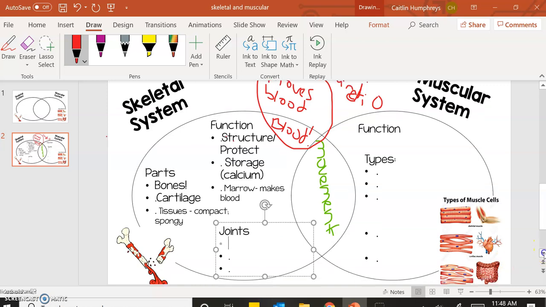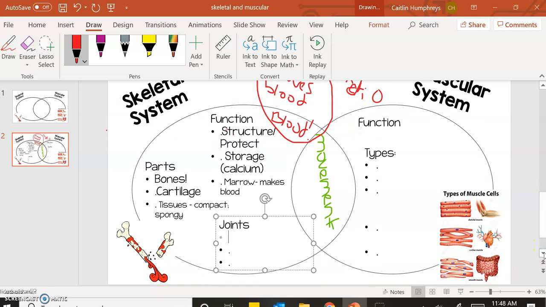Well, you have bones all over your body. You have 207 bones and they all attach to each other. So they all attach in different ways. When two bones meet, it's called a joint. So right here, a joint is when two bones meet.